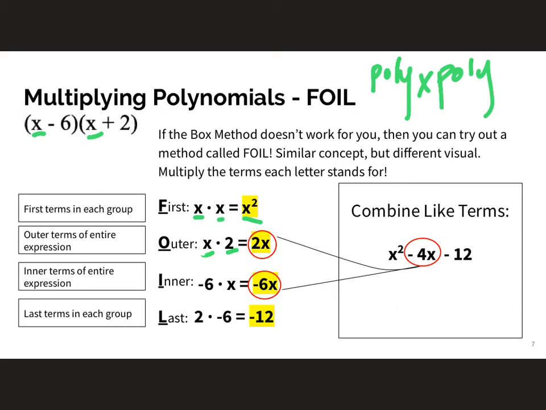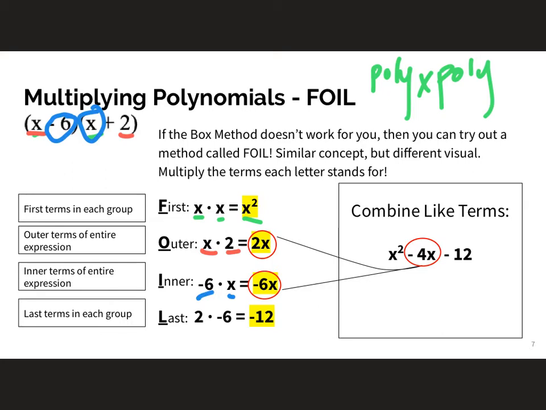Let me actually write this in a different color so we can differentiate that a little bit better, right? We have x and 2, because they're on the outside of my expression. So if those are my outside terms, my inside terms would then be whatever's left over, right? So I'm going to write that in blue. That's going to be negative 6. Remember, watch your signs, and x, right?